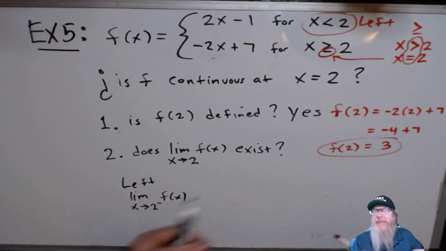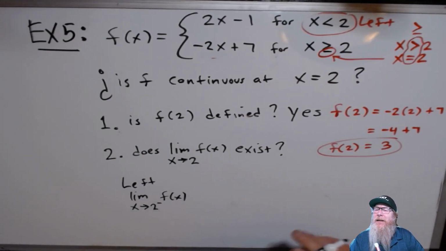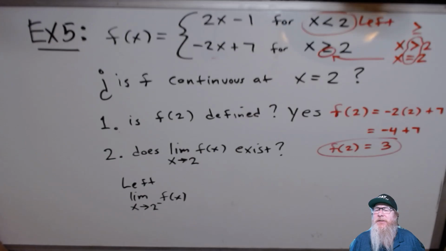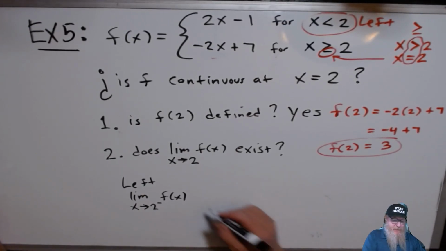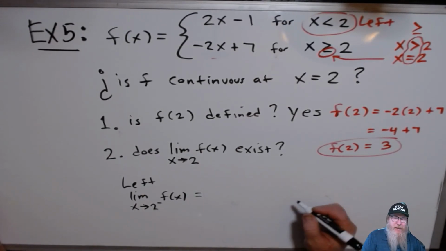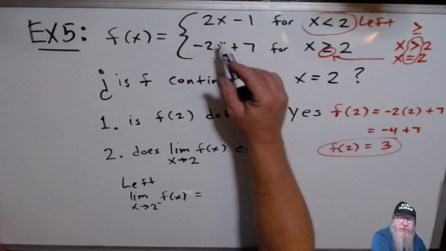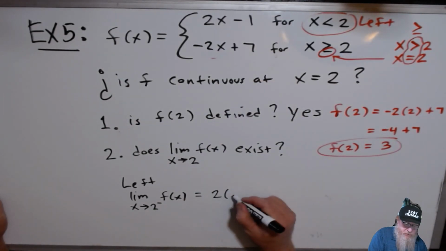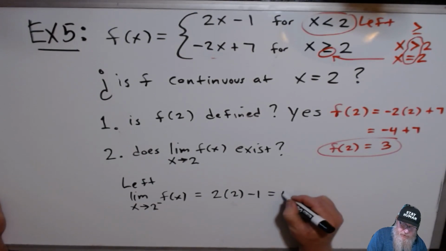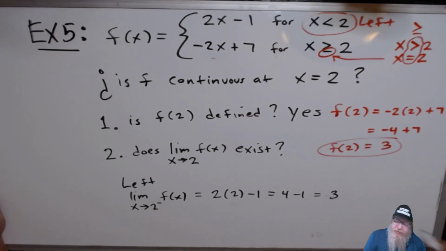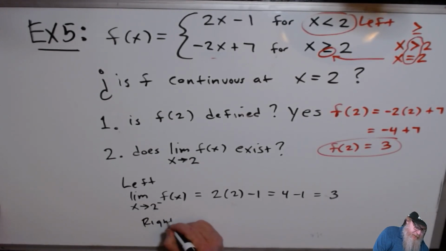I try to be consistent, but every once in a while I break consistency to make sure that I'm still awake and paying attention. Or make sure you're still awake and paying attention. So the limit as we approach 2 from the left is 2 times 2 minus 1, which is 4 minus 1, which is equal to 3. So far, so good. The limit from the right.